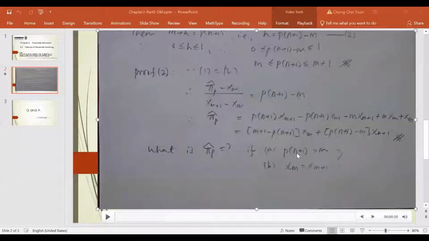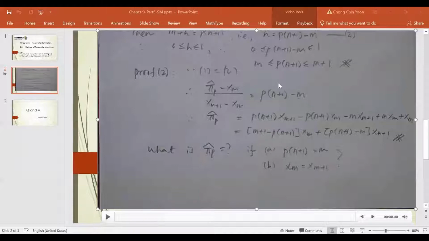Because certain questions in the tutorial sometimes will involve this. You don't need to memorize the formula, you just substitute, you will get the result. Just do one more step only. Okay, now let me show you.